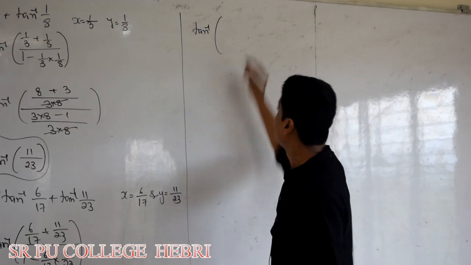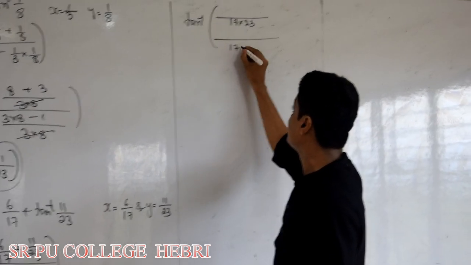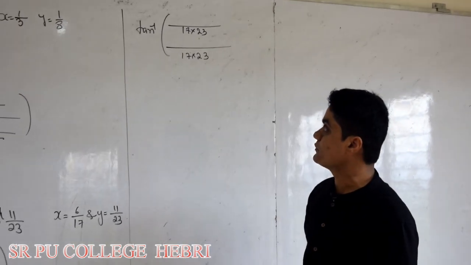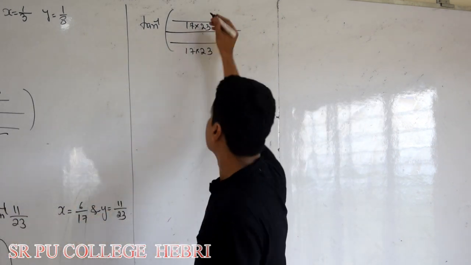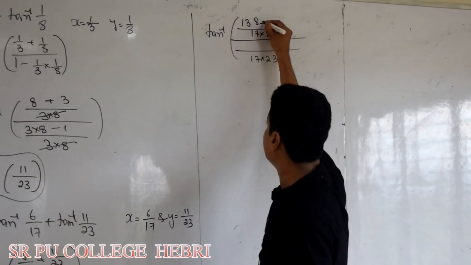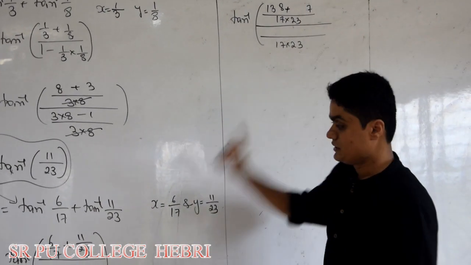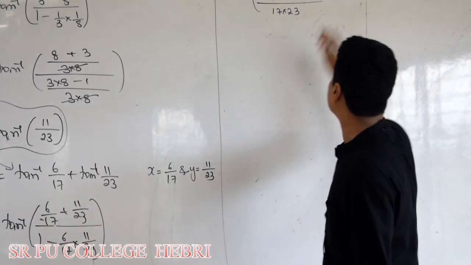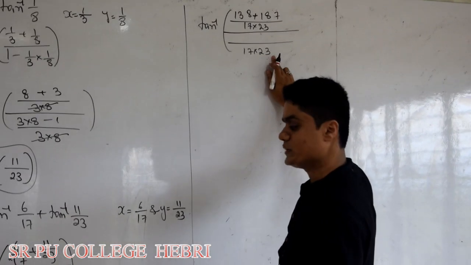Tan inverse of, remember, no need to multiply this. I'll show you how to manage this without multiplying the denominator 17 and 23. See here. Take 17 into 23 as the LCM. So you will get the first term 6 into 23, that is 138, plus 17 into 11, that is 187. So it is 325 divided by 17 into 23 as the LCM.